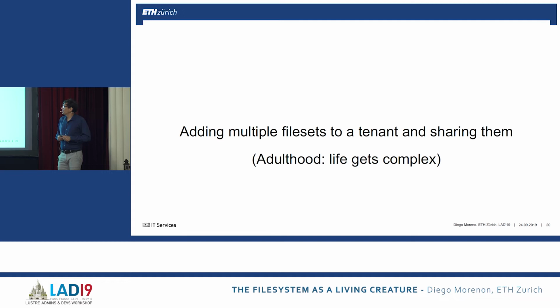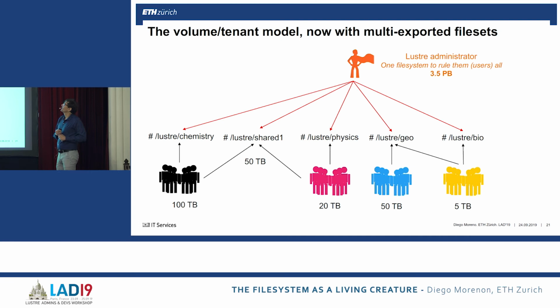That was too easy, right? So let's add another one, which is our admins now say that they want to have access to several filesets. The multi-tenant model where they have their volume, they don't like it. So they want to have something like this, which is starting to be more mind-blowing, where they have several filesets, or several nodemaps in the Lustre terminology, that are shared across groups.